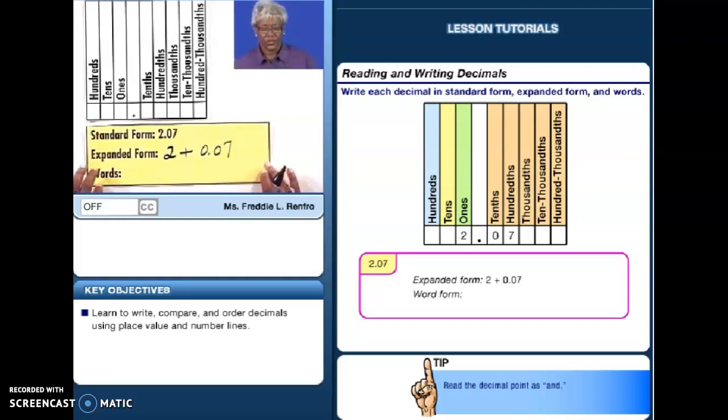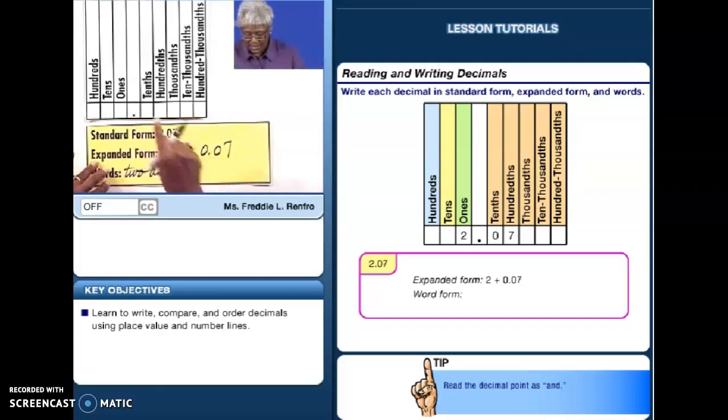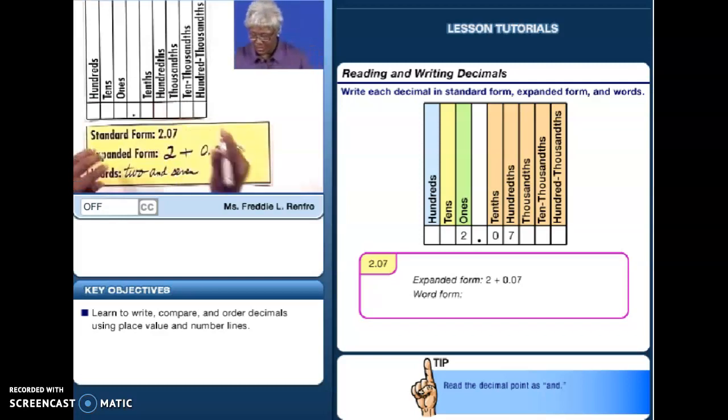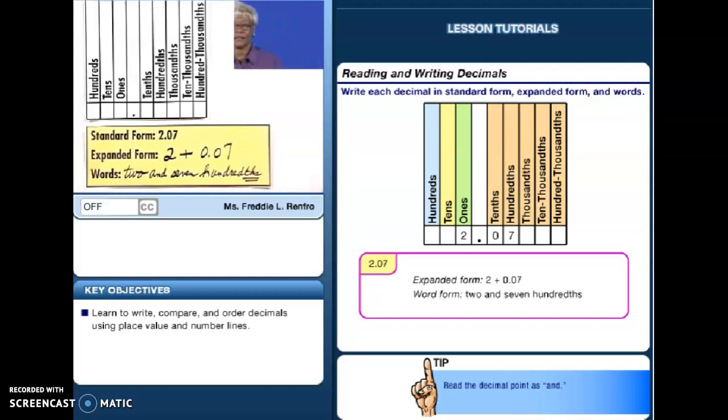Okay. 2 plus, I'm going to put a 0 here for the ones place, 7/100ths. 2 plus 7/100ths is expanded form for the decimal 2 and 7/100ths. Now, in words, it would be 2 and, notice the decimal point is read as "and," 7/100ths. And notice I added the THS.